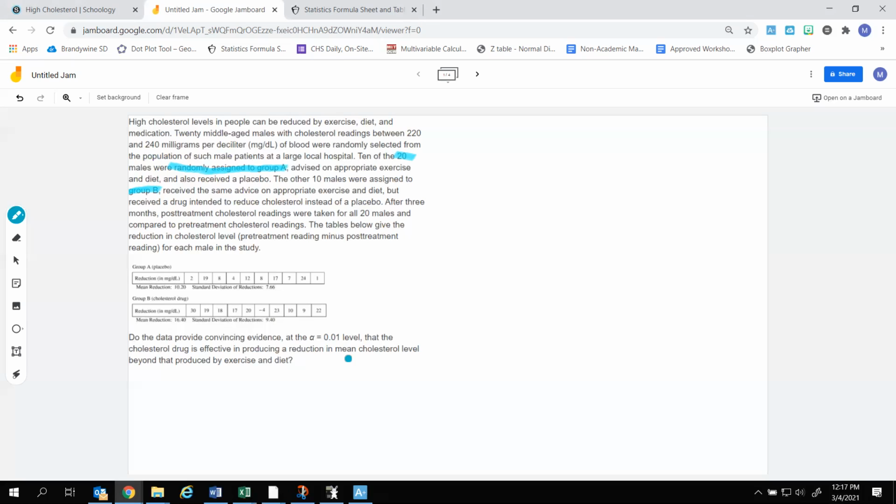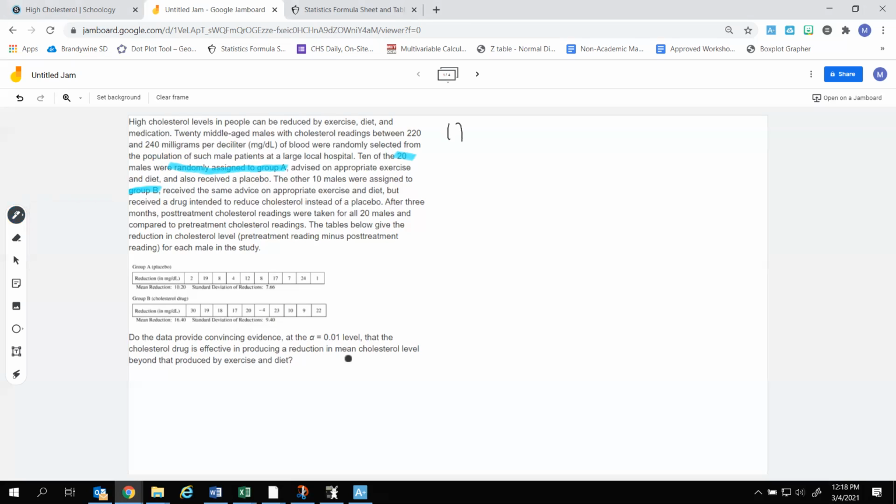Basically, they were given a set of instructions, and they looked at their reduction in cholesterol, whether they were given a placebo or the cholesterol drug. These are two completely different samples. So this is definitely going to be a two-sample t-test. So let's go ahead and set up our test.